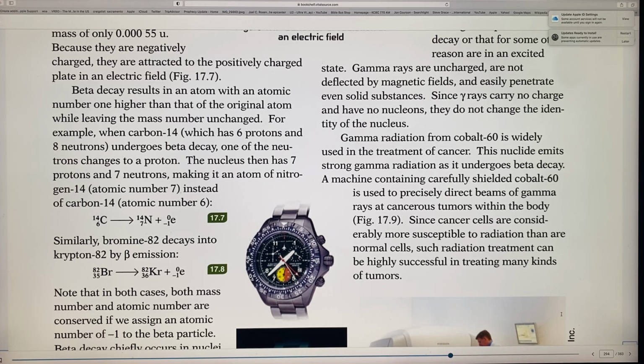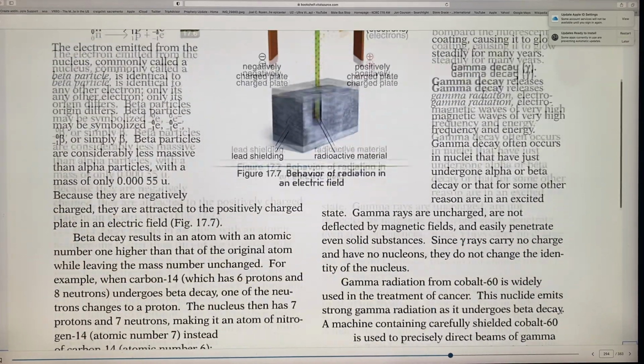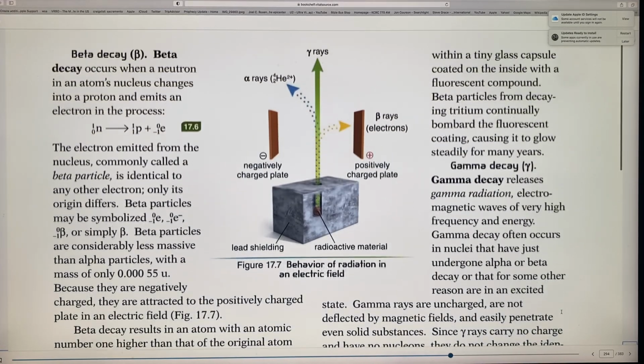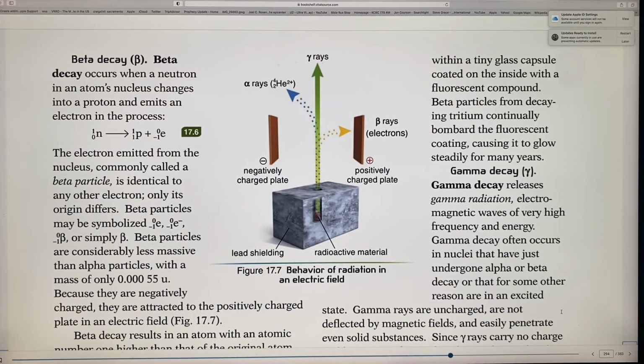So an example would be cobalt-60 that's used to treat cancer. There's a beta decay with strong gamma rays coming out, and they direct these gamma rays at the tumors of cancer. That's when you say radiation therapy, and a lot of times they use gamma rays, and they direct these gamma rays at cancer tumors to get rid of them, right? Because gamma rays are very strong electromagnetic waves, in a very excited state.